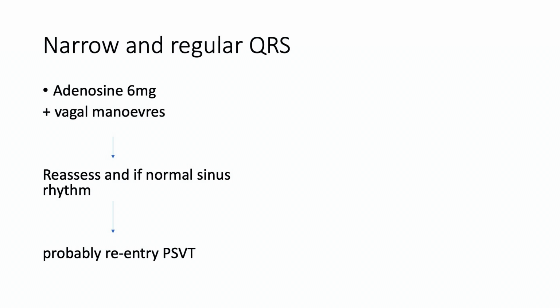The third case is a narrow and regular QRS complex. When you see this, you give adenosine 6 milligrams as a rapid IV bolus. After this, you also perform vagal maneuvers. After this, you reassess, and if you have a normal sinus rhythm, probably it is a re-entry paroxysmal supraventricular tachycardia.